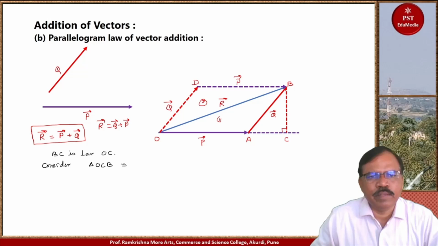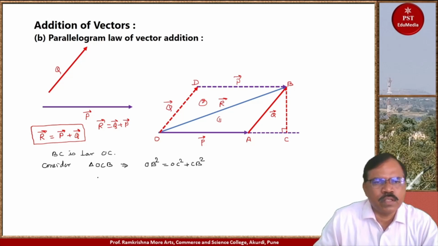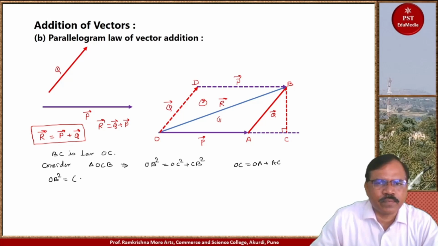For this triangle, we will get OB square is equal to what? OC square plus CB square. So I can write OB square is equal to, now what is this OC? OC is equal to OA plus AC. So you can write here (OA plus AC) bracket square plus CB square.